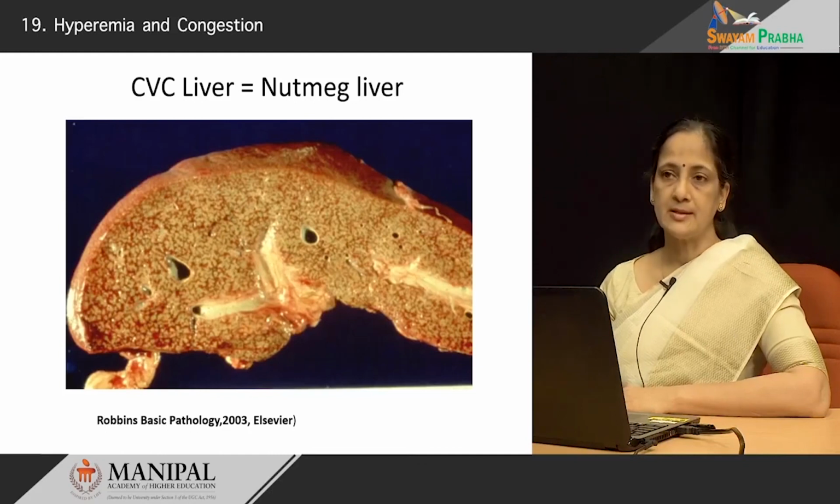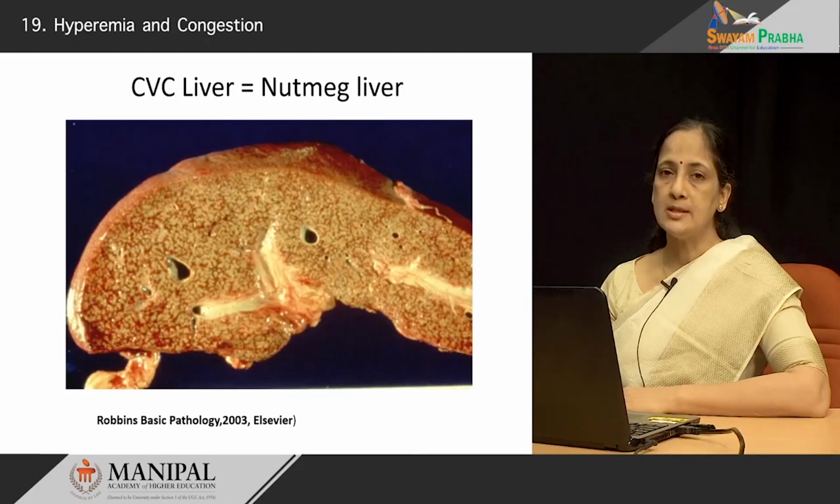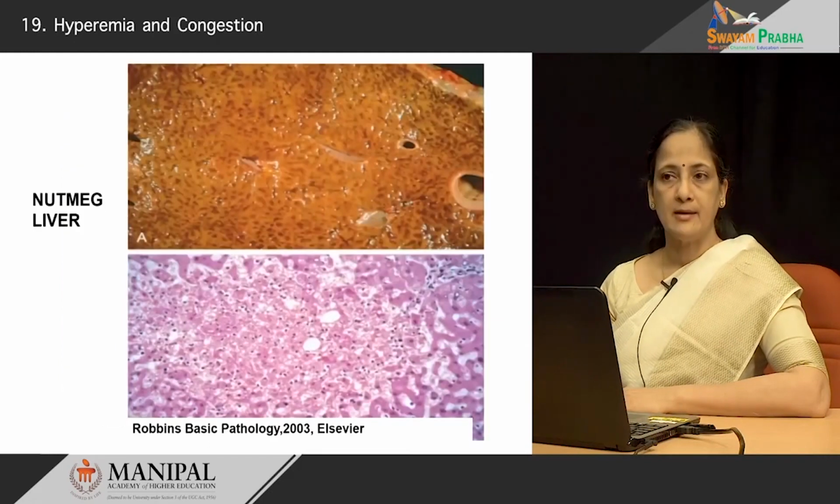This appearance that is seen of the liver in CVC is called nutmeg liver, because it is similar to the appearance of a nutmeg. The liver in CVC will be enlarged, the margins or borders will become rounded, the capsule becomes stretched out, and on cut surface we will see alternating light and dark areas. This is also called nutmeg liver.